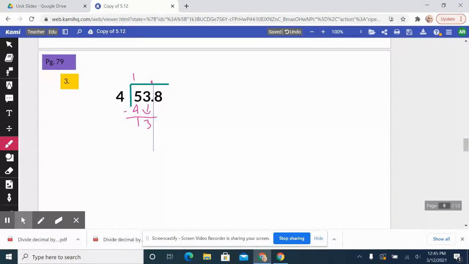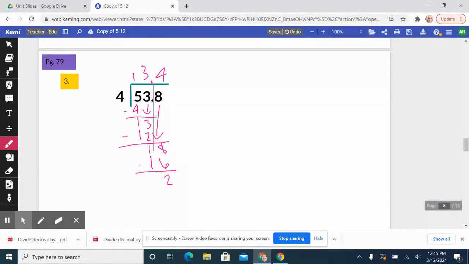4 goes into 13 3 times. And you get 12 when you multiply those. And you get 1. Okay, now I bring down my 8. Okay, so 4 goes into 18 4 times. 4 times 4 is 16. Notice how everything is lined up. 18 minus 16 is 2.